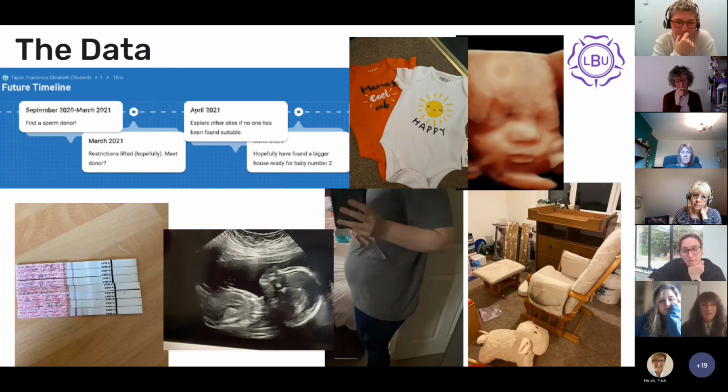So these were the sorts of big life markers that they were putting on, which was really nice to see. And she did actually buy a bigger house. She told me last week. So they're in, but they don't have a baby yet.